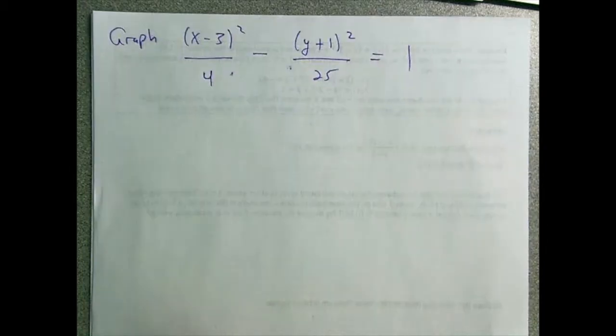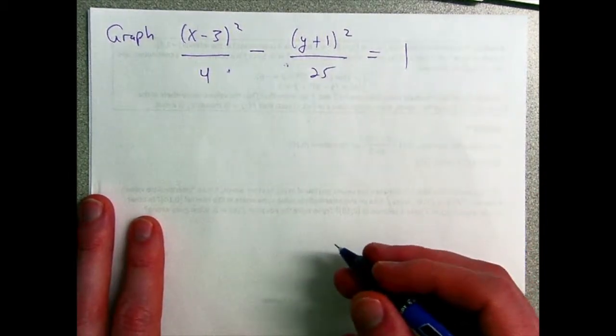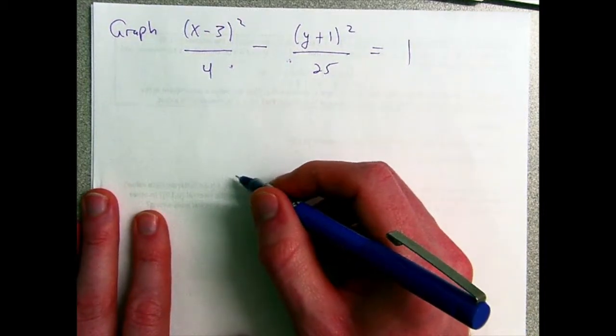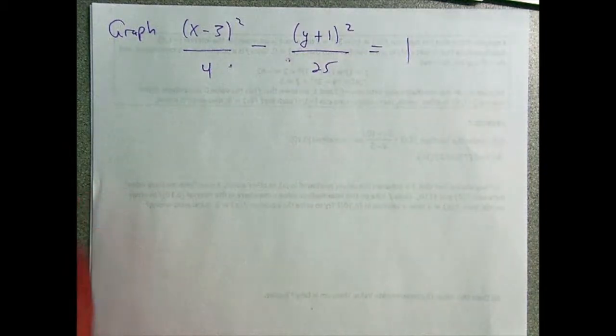How do we graph it? Just like with an ellipse, you start off by writing down the center. So let's write down the center. I'm not going to sketch a whole grid. It's sort of just, or maybe I should. Hold on.